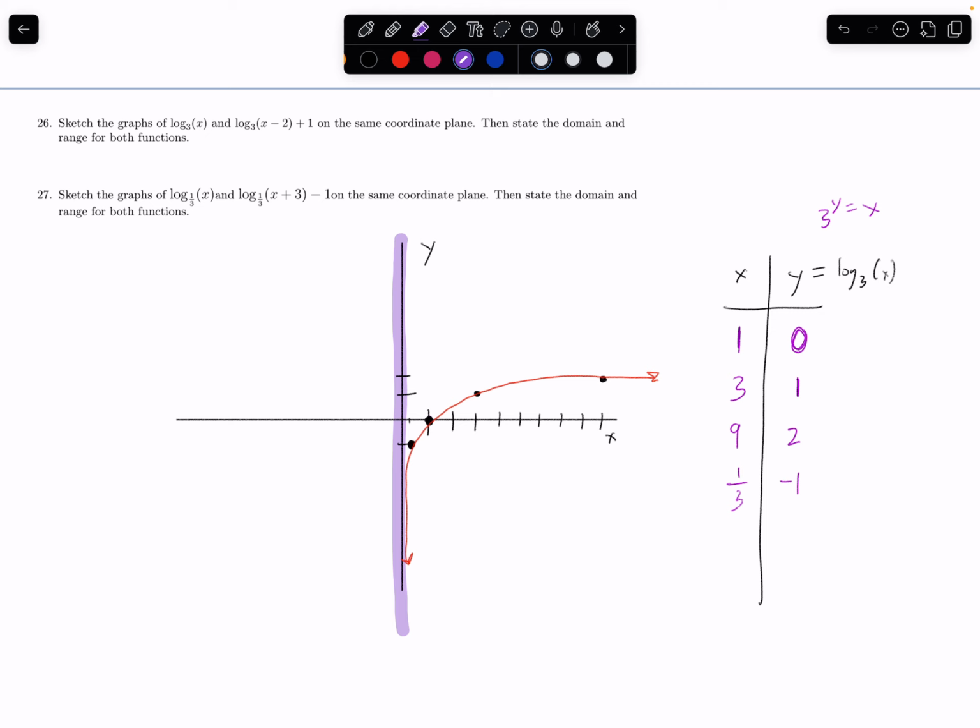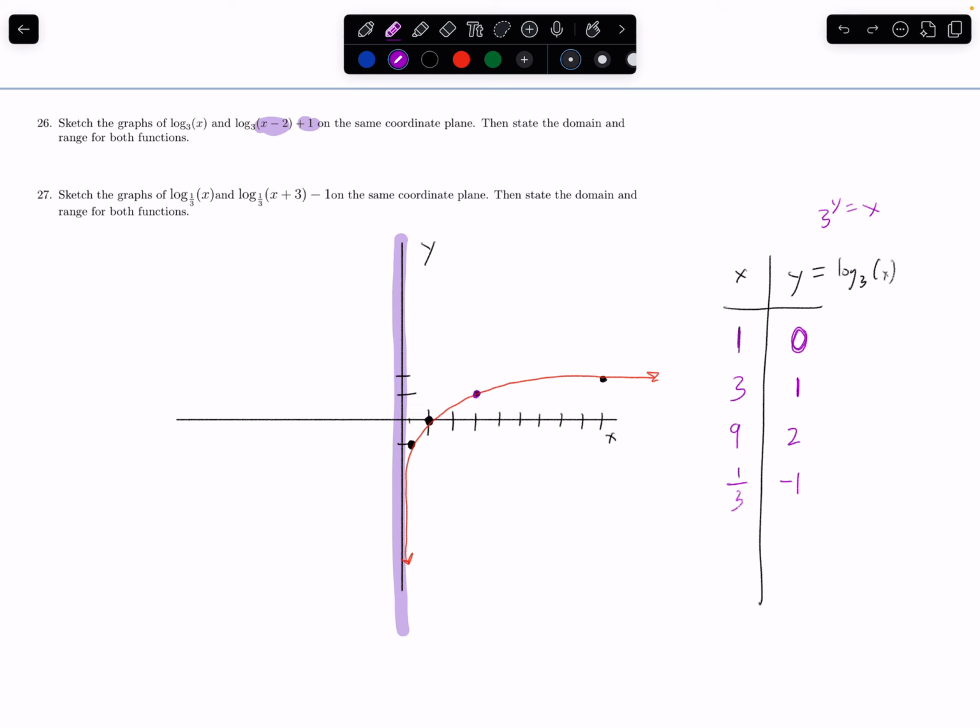So log base 3 of x minus 2 plus 1, same kind of deal as last time with the exponentials, right? This is a -2 close to the x. That's a shift to the right by 2. Plus 1 is a shift up by 1. So let's plot the new points in purple. Right 2 and up 1 for each point. So this one, right 2, up 1.